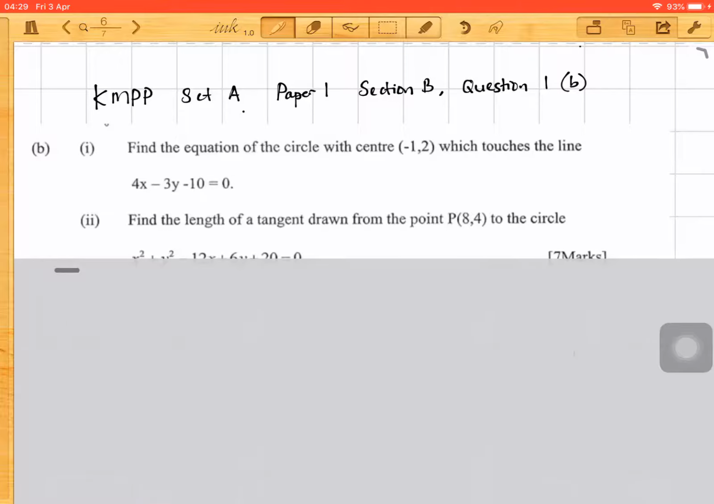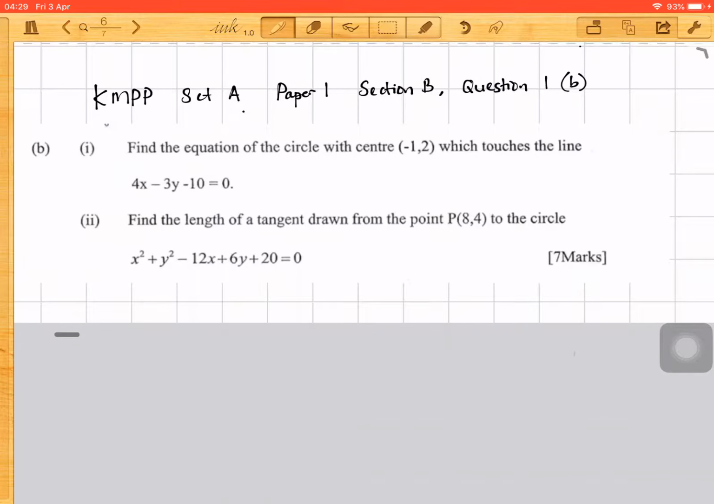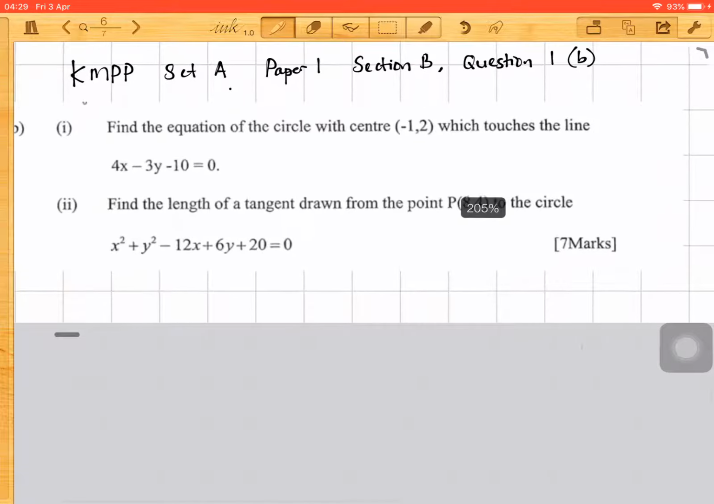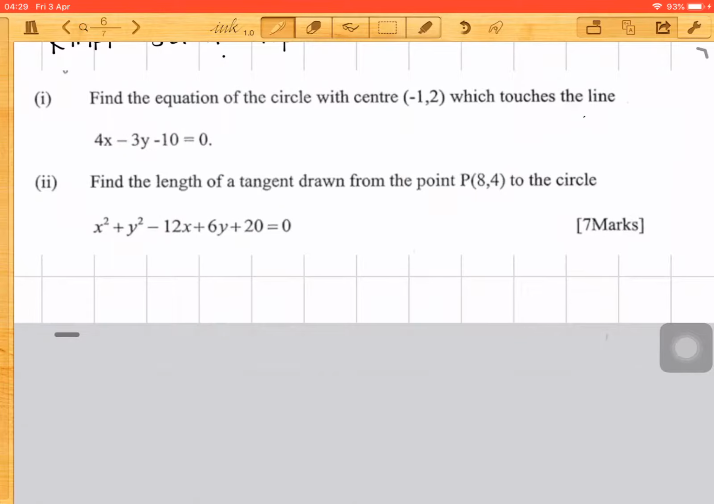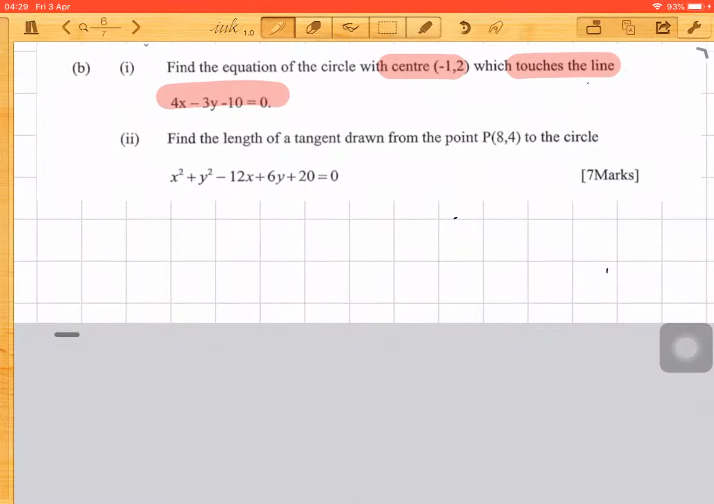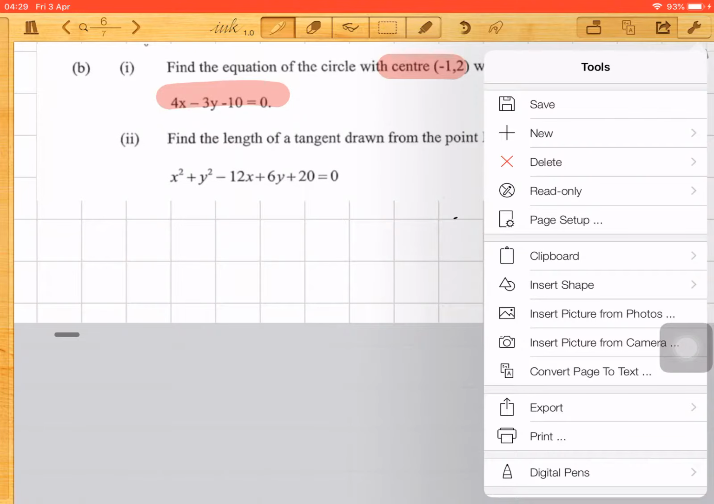So today we're gonna talk about equation of circle. This is from KMPP Set A, Paper 1, Section B, Question 1b. So they're asking about the equation of a circle with center and touches the line, this line. In this case, the keyword is touches, because when they say touches, it actually means it's a tangent.